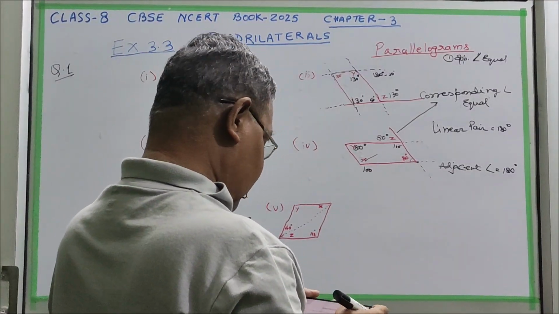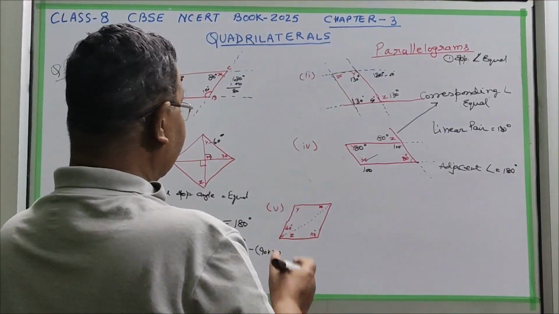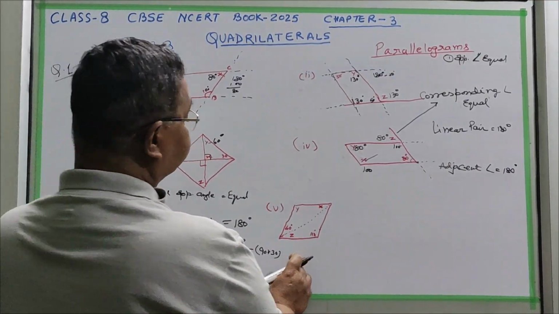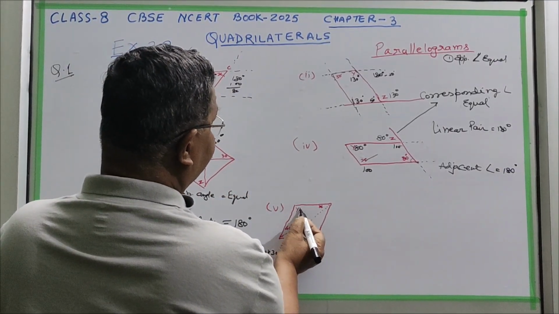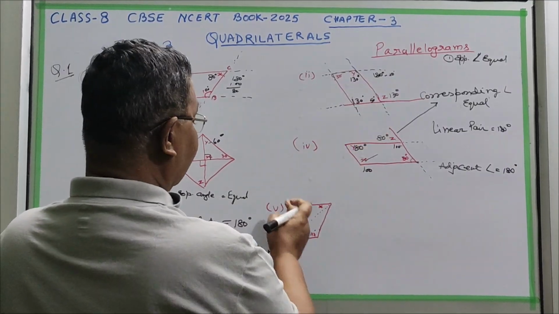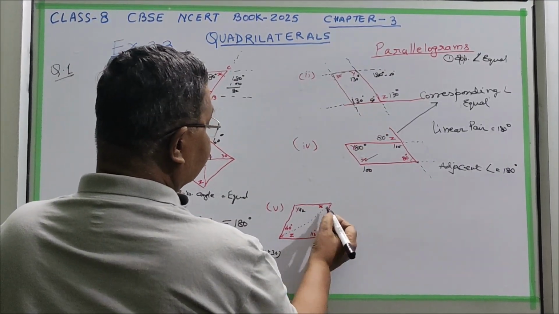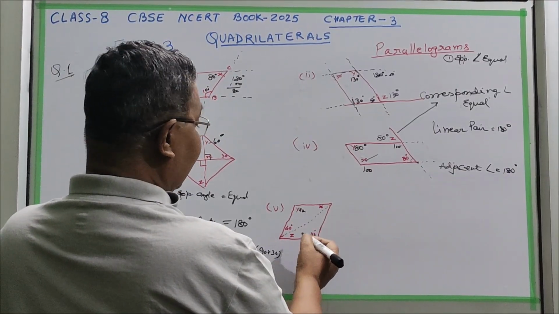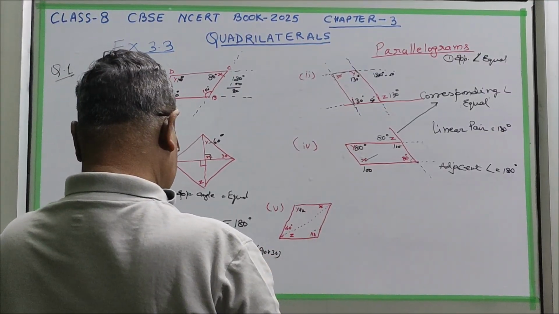Okay, now this question is solved, I think. All is solved. Now question number 5. We are coming to question number 5. Here, if it is 112, y will be 112. It is very simple. Opposite angles of a parallelogram are always equal. Here this x and z are alternate angles.